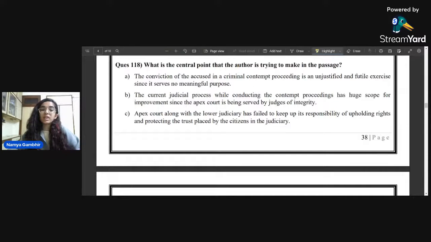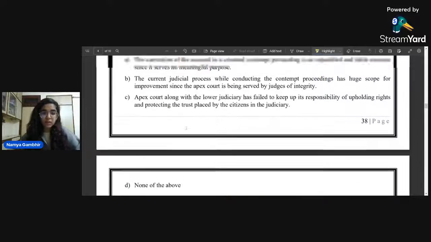When it comes to upholding rights, that is also not what the passage talks about much, because upholding rights is a much broader thing than just attacking the court's integrity and the trust that is placed in the institution of judiciary. So the scope of the passage was limited to the latter part, not to the court upholding rights as a whole, and secondly the part the lower judiciary is playing in this whole scheme. So C also goes beyond the scope.